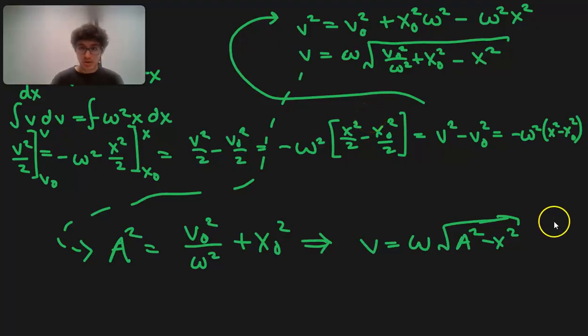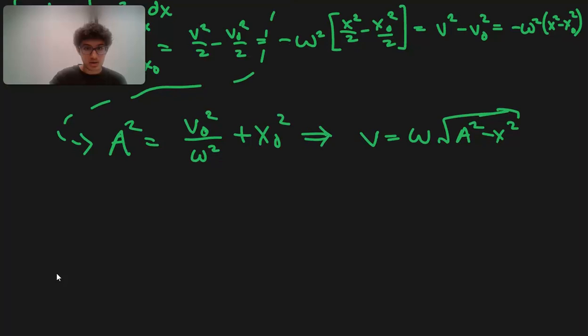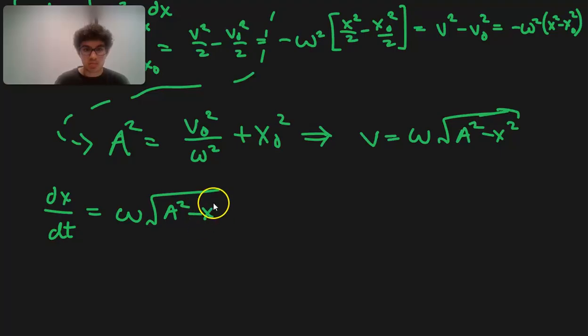Now all we need to do is simplify this, and the way to do that would be to again go back to the definition. What is v? It's just dx dt. So the left hand side, we're going to have dx dt is equal to this. So there's omega right here. And then we have the square root of a squared minus x squared. Pause the video, see if you know how to work it from here.